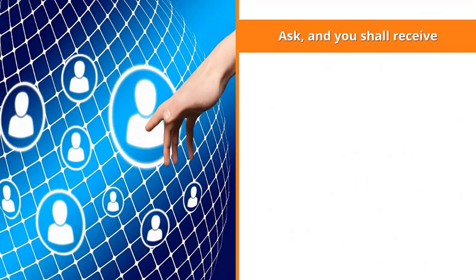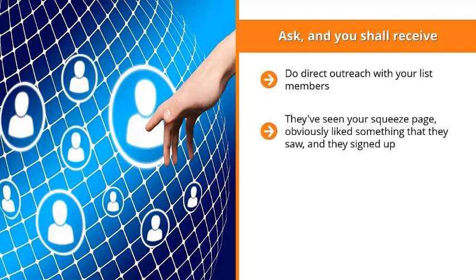Ask, and you shall receive. Do direct outreach with your list members. These are people who have already signed up to your list and are in the best position to know about the things you can do to improve your squeeze page. They've already gone through the conversion process. They've seen your squeeze page, obviously liked something that they saw, and they signed up. Now is the time to reach out directly to them and ask for suggestions. Pick their brains regarding the things that you did right and any areas for improvement.